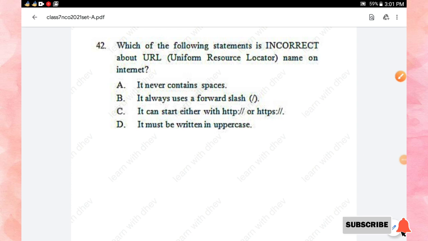Question number 42. Which of the following statements is incorrect about URL, uniform resource locator, name on internet? Options are, it never contains spaces, it always uses a forward slash, it can start either with http:// or https://. And option D is it must be written in uppercase. So which is incorrect? Yes, the URL won't be written in the form of uppercase. So option D is the right answer for this question.